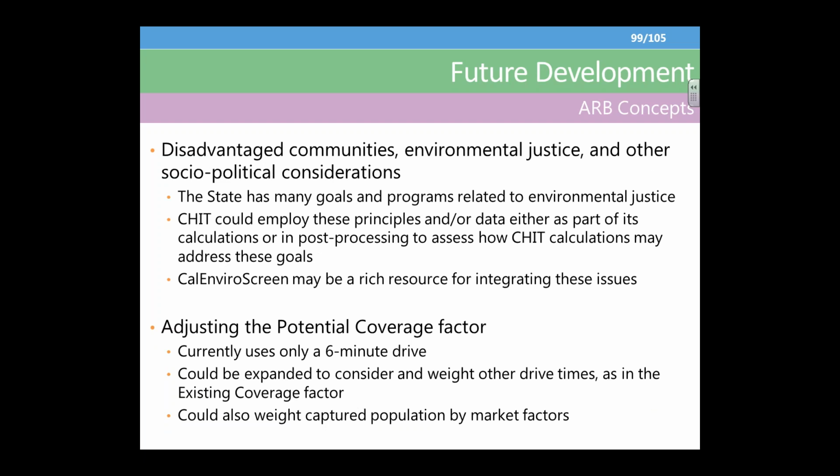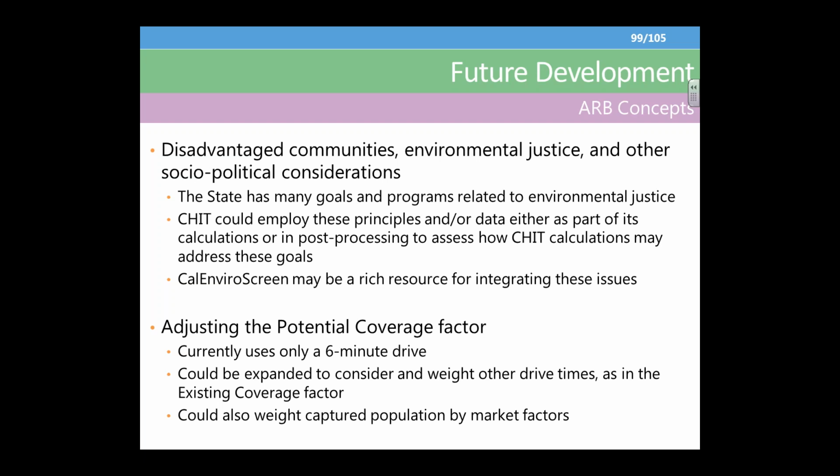Disadvantaged communities, environmental justice, other socio-political considerations. The state does have a number of goals and programs related to environmental justice. Pretty easily, some of these can actually be introduced into the calculations, or at least be compared to the output data from CHIT. In particular, we're looking at CalEnviroScreen as a possible rich resource for integrating these concerns. And then finally, the potential coverage factor I mentioned earlier. We only looked at a 6-minute drive time for that one. It could similarly be expanded to the multiple drive times that we looked at for existing coverage factor, but we did not have the time to develop that.